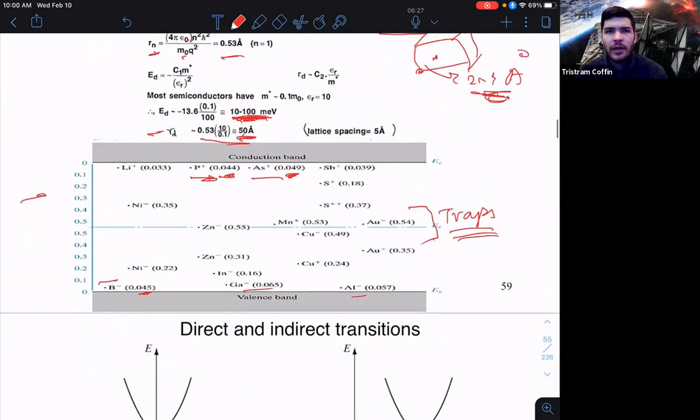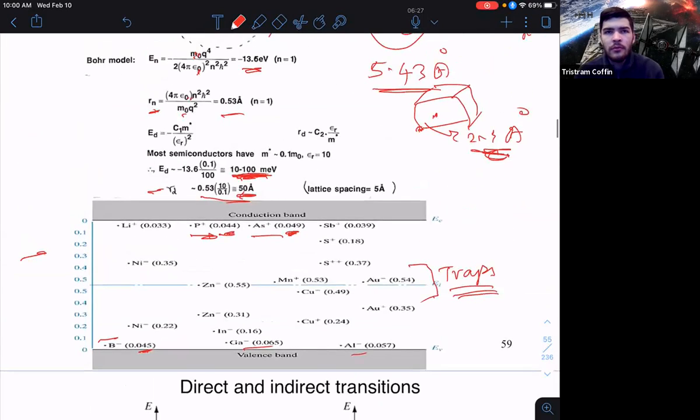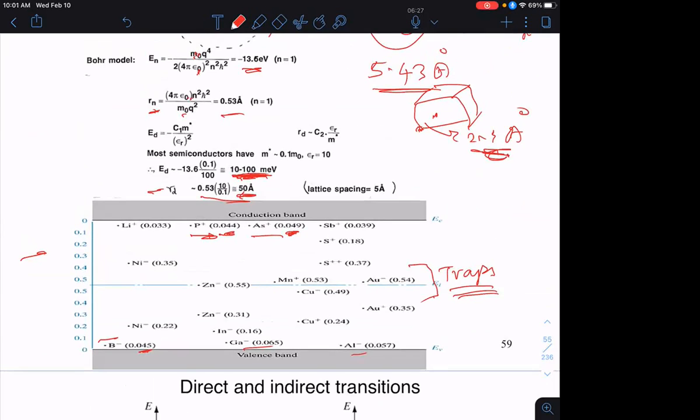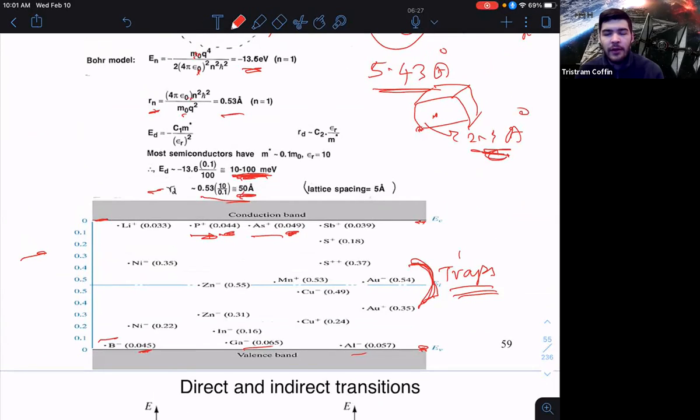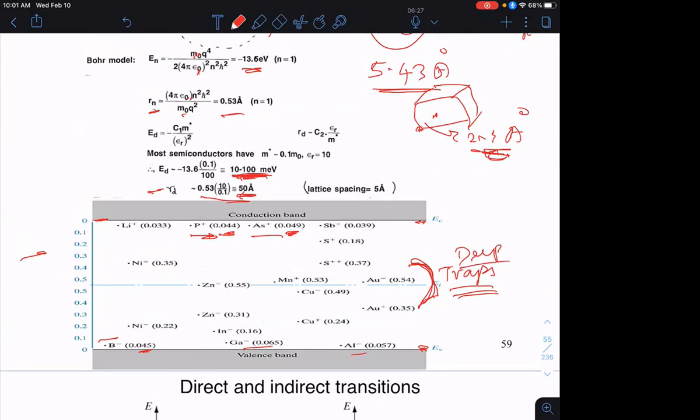What's the difference between a shallow and a deep level? A shallow impurity is close either to the conduction band edge or the valence band edge, while a deep level trap is very far away from either of these band edges. It's near the middle of the gap. Do we have a set value range for that, or is it just? No, it's a gradation. So the more I go towards this, it becomes deeper and deeper.